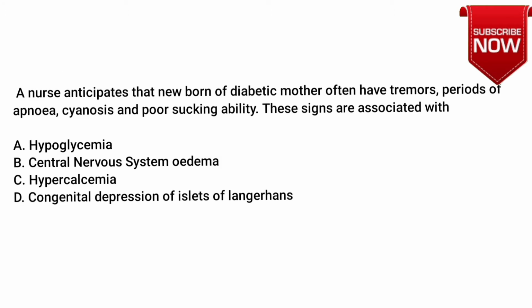A nurse anticipates that newborns of diabetic mothers often have tremors, periods of apnea, cyanosis, and poor sucking ability. These signs are associated with option A, hypoglycemia, option B, central nervous system edema, option C, hypercalcemia, option D, congenital depression of islets of Langerhans. The answer is hypoglycemia.